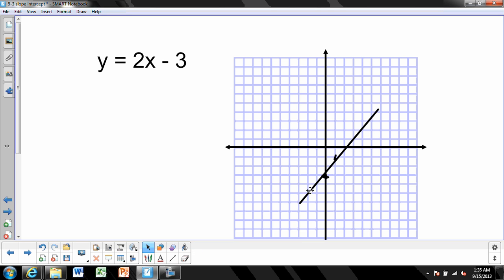Okay, I'm just going to straighten this out a little bit. And I also have to include what on the ends? Our arrows. Because again, this equation is going to keep going and going and going. There are no limits as to what we can put in for x.